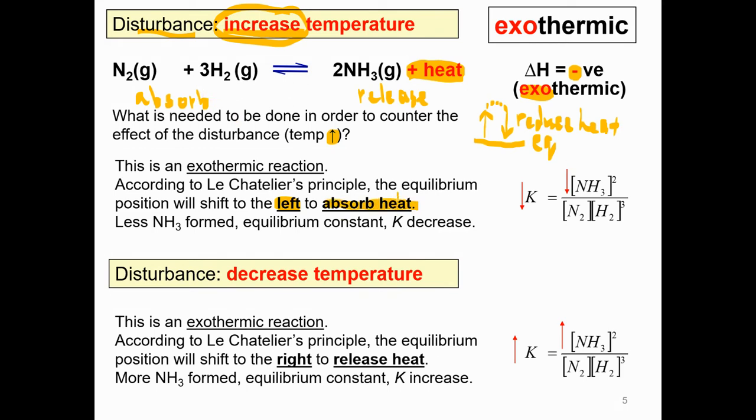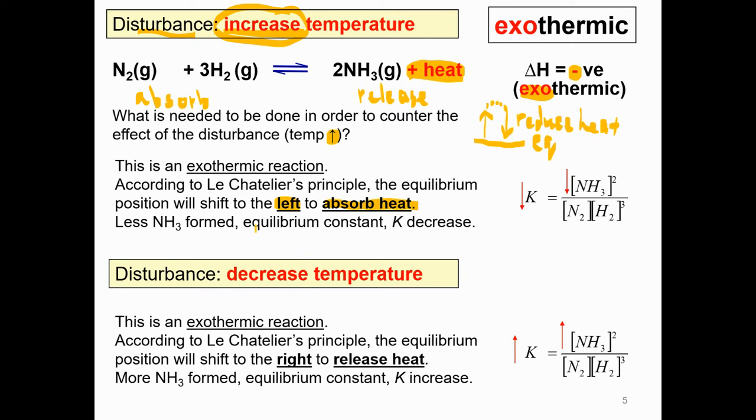It's just like when we mentioned concentration. If we increase the concentration of the product, then equilibrium will shift to the left to reduce the concentration of product.